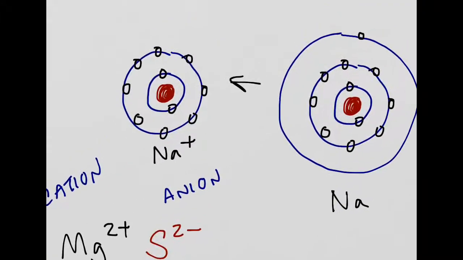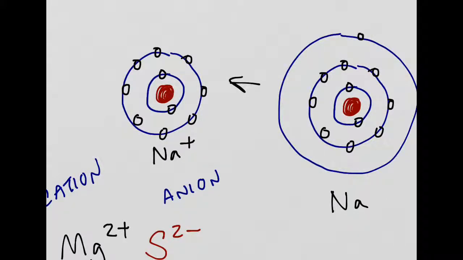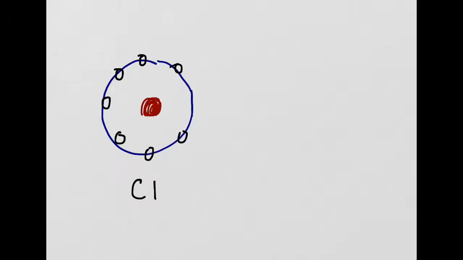Now, if it lost an electron, it can't lose an electron for free. It needs to lose it to something. And in this case, it would lose it to its pal, which happens to be chlorine. Chlorine has 7 valence electrons in its outermost orbital. For it to have 8 in its outermost orbital, it would like to have an electron, because it's missing one. You could imagine there's sort of a hole hanging out right there, and it would love to have an electron.